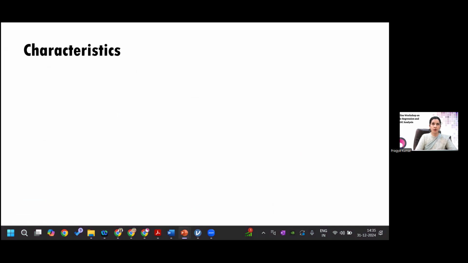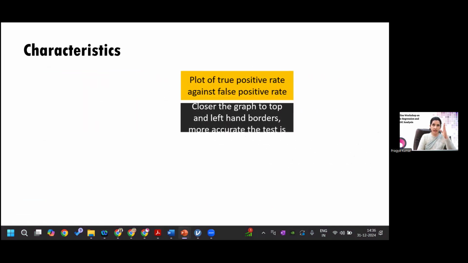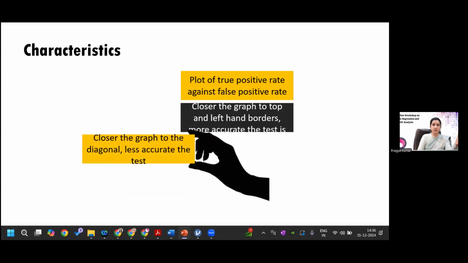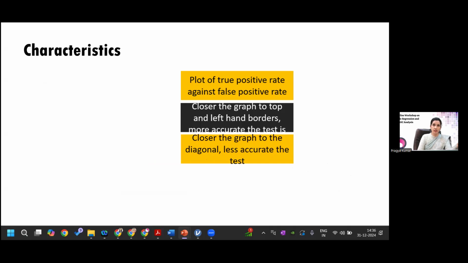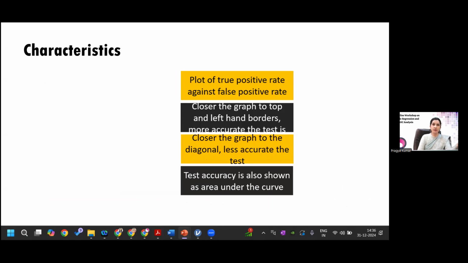So this is a plot of the true positive and false positive rate on the y-axis and x-axis, as we have seen. And the closer the graph to the top and the left-hand border, the more accurate the test is. That we have seen, that if the graph starts coming towards the diagonal line, then it is useless. You cannot use this because the discrimination power will be minimal. And the closer the graph to the diagonal, the less accurate the test will be. And this test accuracy is also known as the area under the curve, which is the AUC.